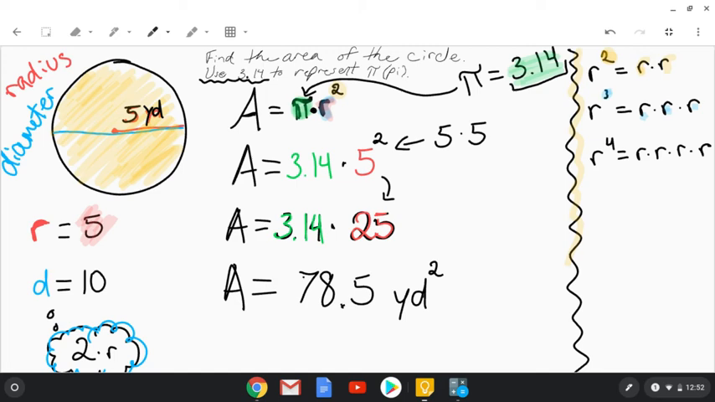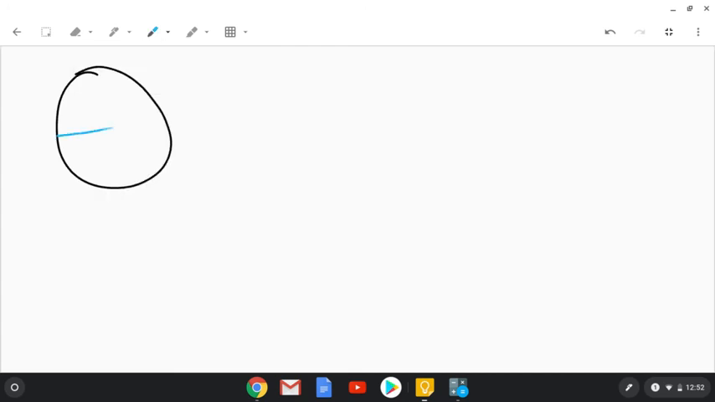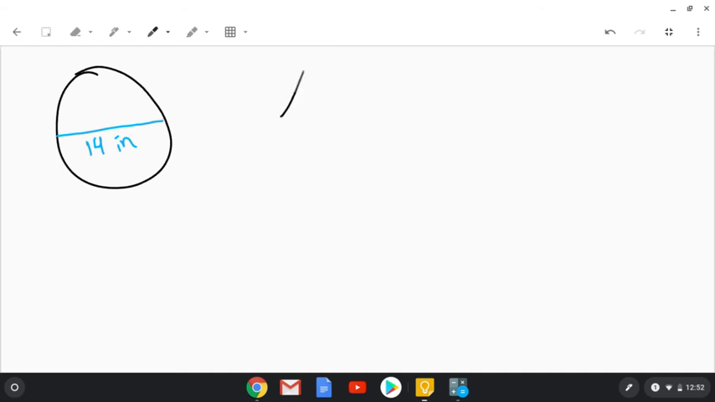You can repeat this process for any radius that you are given. Quick thing, what if we have a circle, and instead of giving me the radius, they gave me the diameter? Let's say they tell me that the diameter is 14 inches. Should we panic? Should we freak out? Absolutely not. We just need to remember a couple of things that are true about circles and the relationship between diameter and radius.